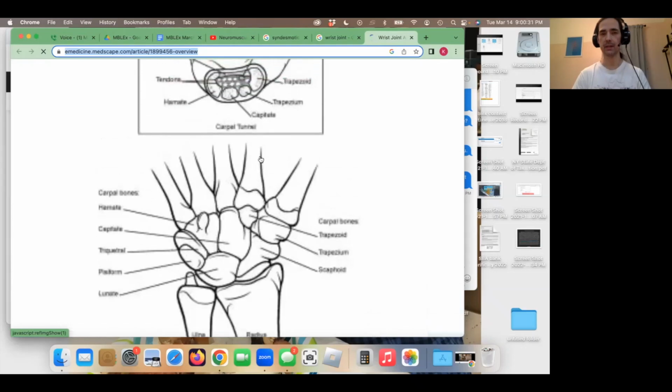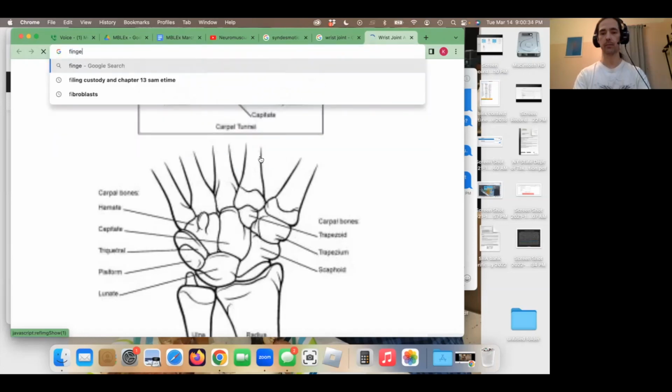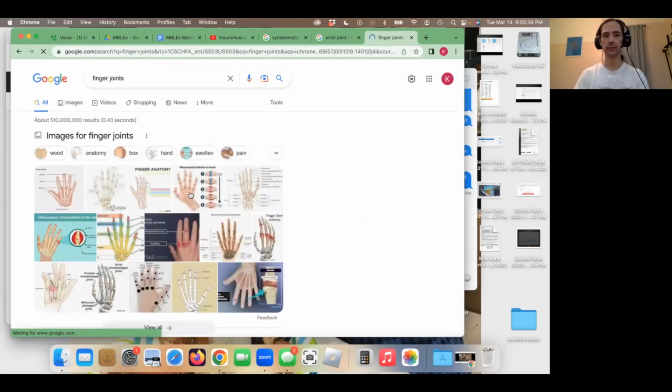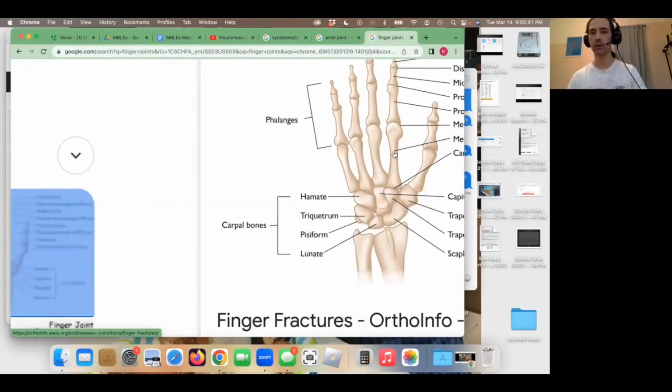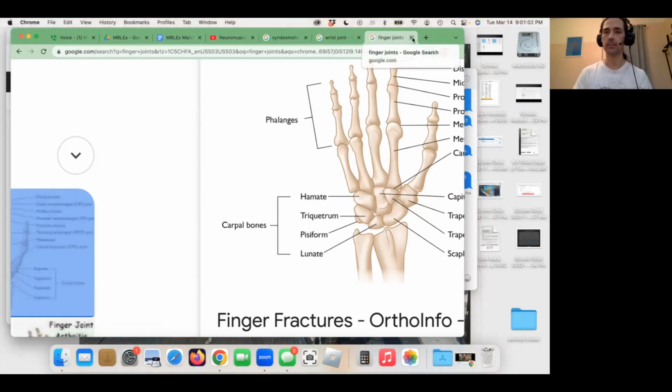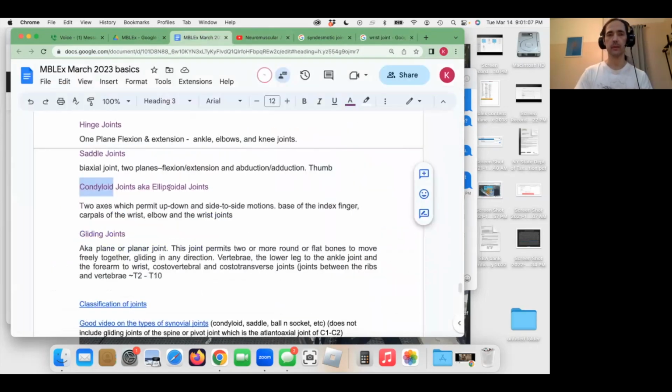But if I'm not mistaken, the joints of the fingers themselves are all ellipsoidal joints. See? Doesn't that look like an ellipse? Yeah, so this would be what we think of as the knuckles, the striking part. And then I think these would be ellipsoids, but I'm not sure. But yeah, okay. So ellipsoid.